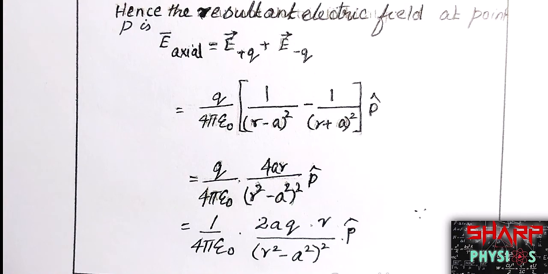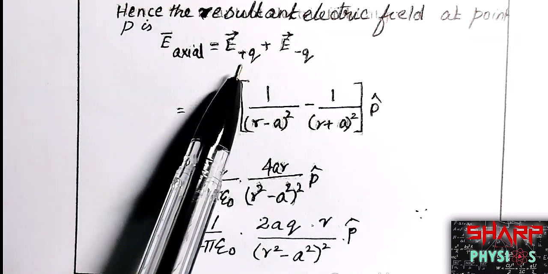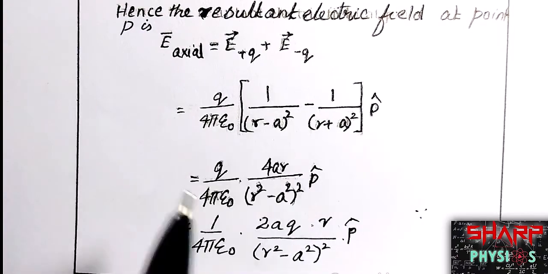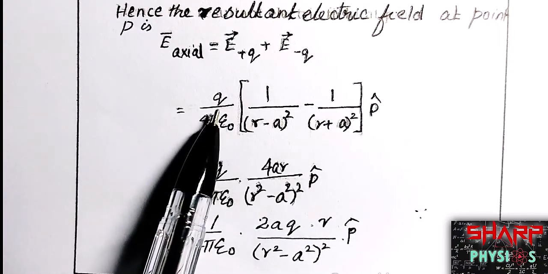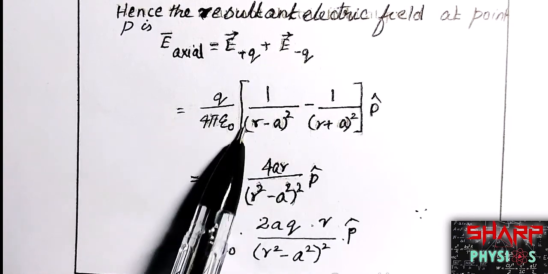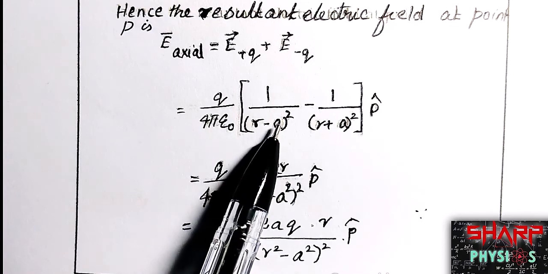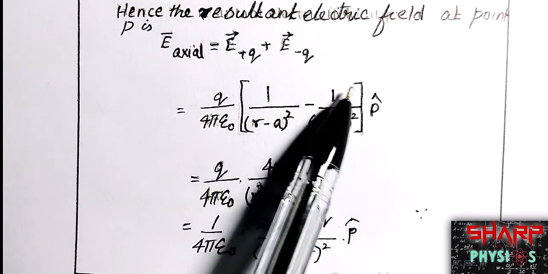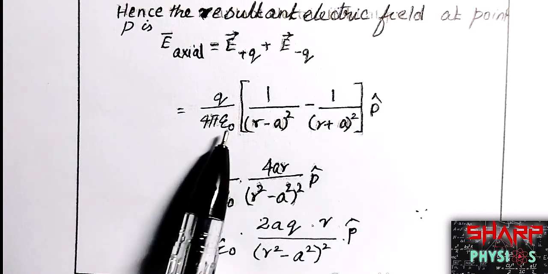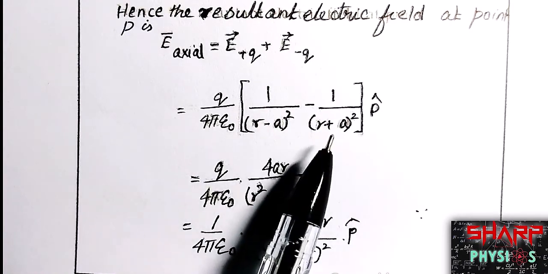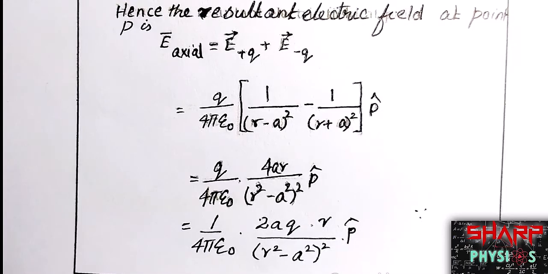So E axial, the electric field at the axial point, is equal to E of the positive charge plus E of the negative charge. We can take the common factor Q by 4 pi epsilon 0 out, which is common for both, leaving 1 by (r minus a) the whole square minus 1 by (r plus a) the whole square, close the bracket, p vector.